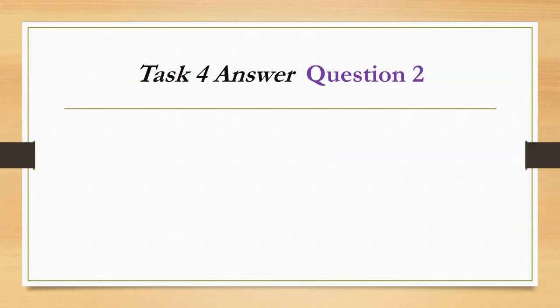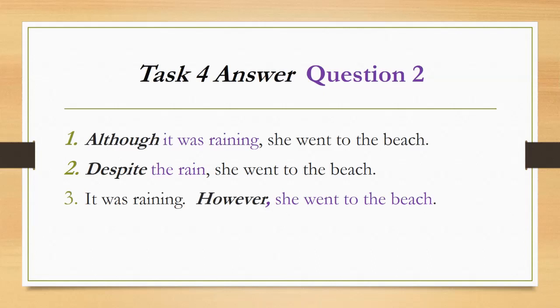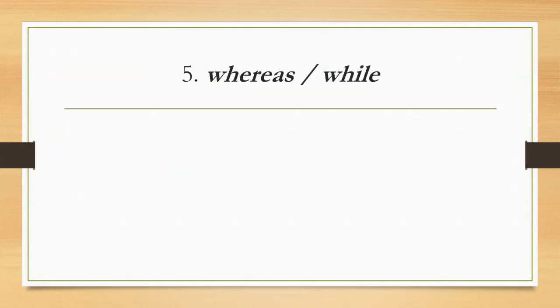Okay, let's have a look at the answer. One is: Although it was raining, she went to the beach. Two, despite the rain, she went to the beach. Three is: It was raining. However, she went to the beach. Well done. Okay, let's move on.